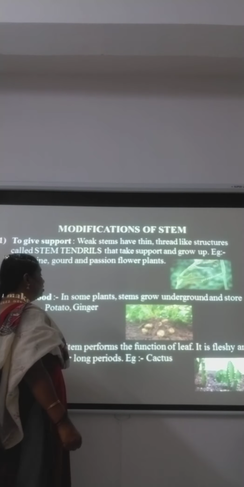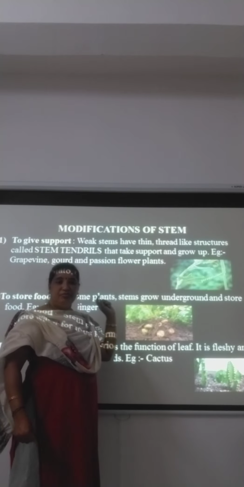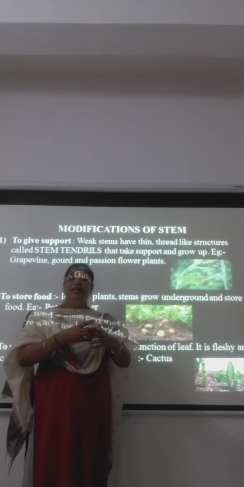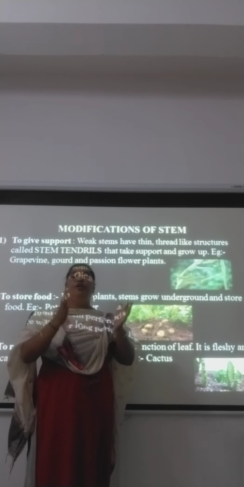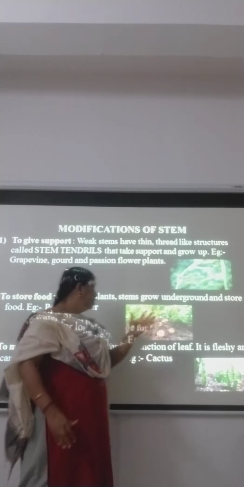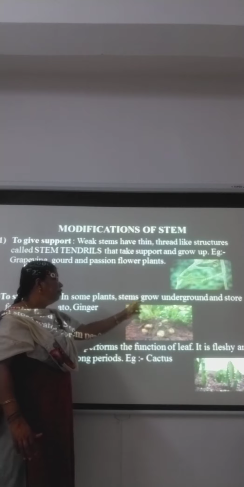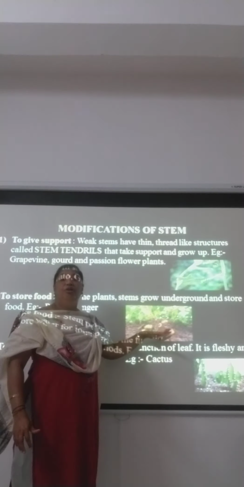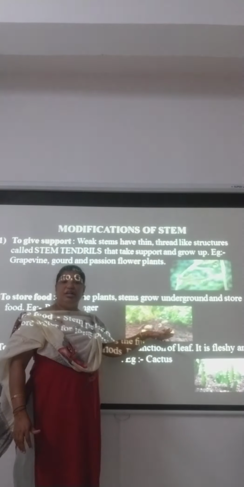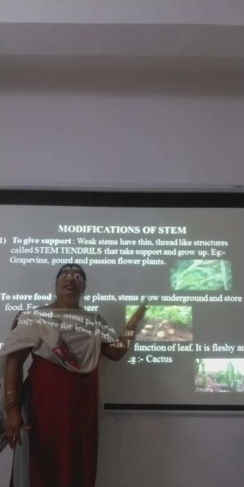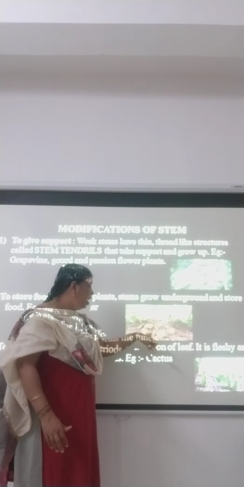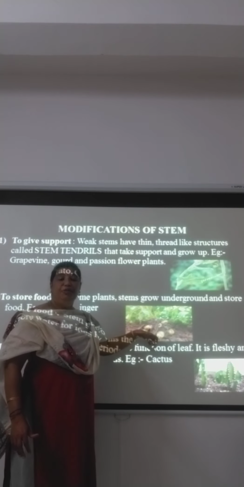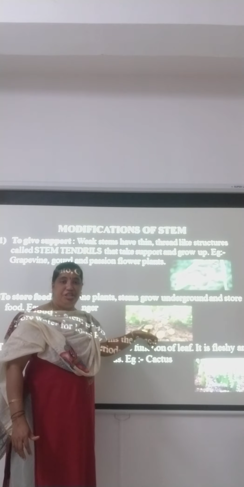Now next one is to store food. Right? Stems are again modified for the storage of food for the plant. Now, in some plants, the stem grows underground and stores food. Example, potato, ginger. Okay, now these are the stems. Stems are changing into food material, into a vegetable.